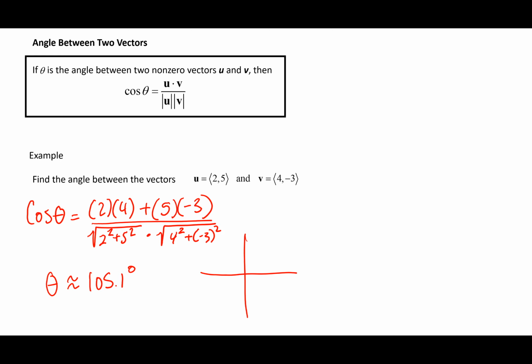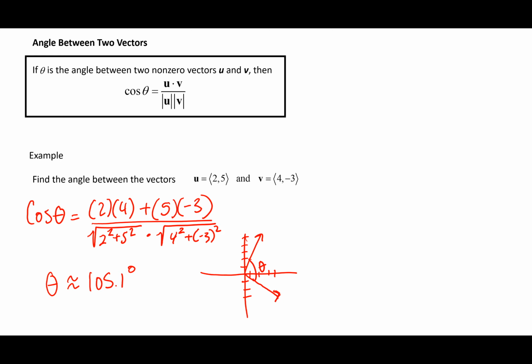So vector u is (2, 5), something like that. And vector v is (4, negative 3), something like that. Without breaking out a protractor, you can bet money that this angle here is about 105.1 degrees.